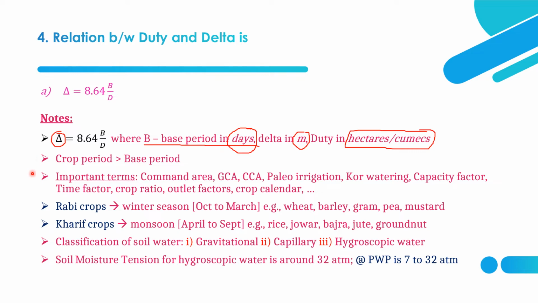And we shall see other important terms that come under duty and delta calculation. First one is the command area.